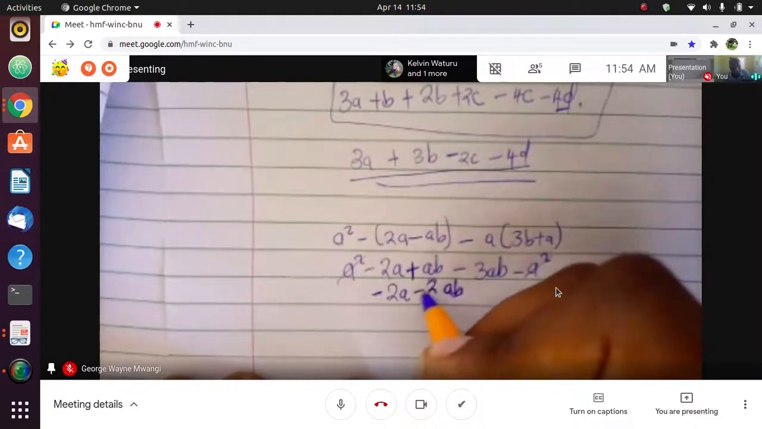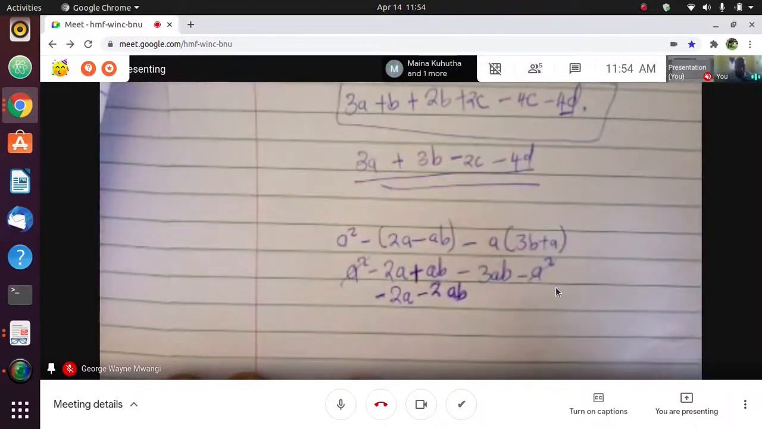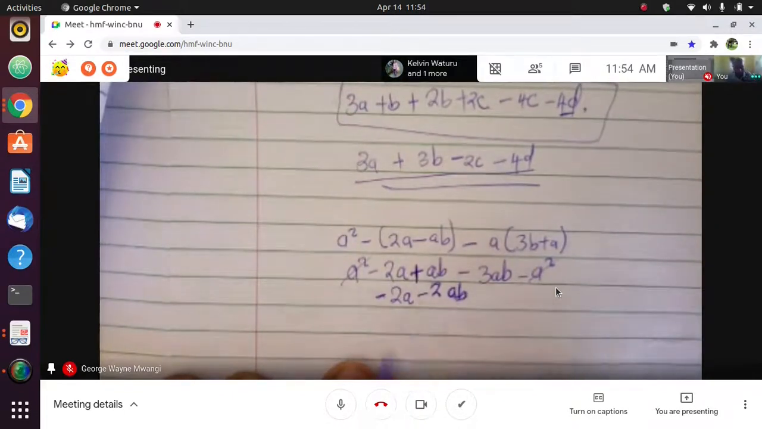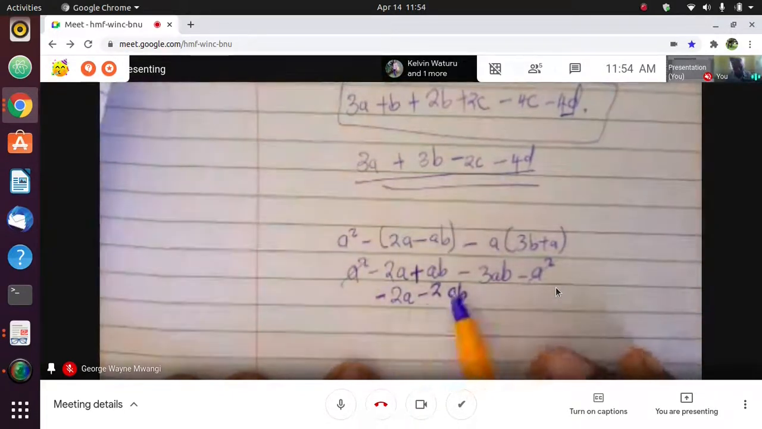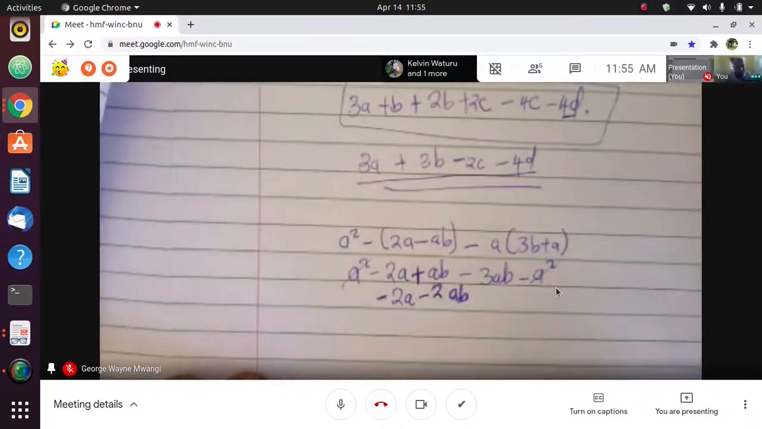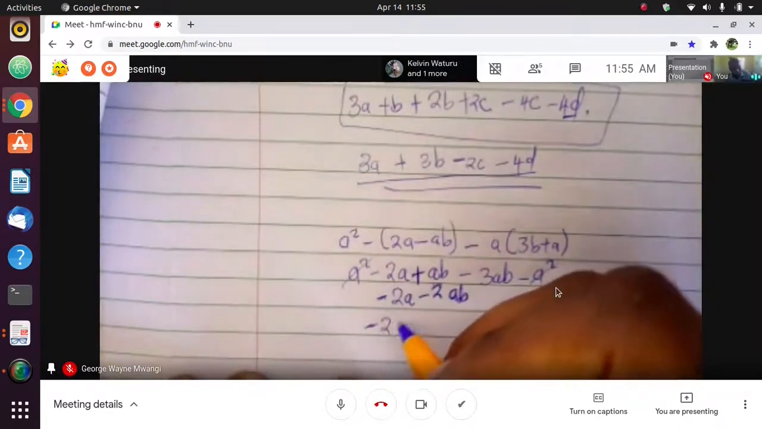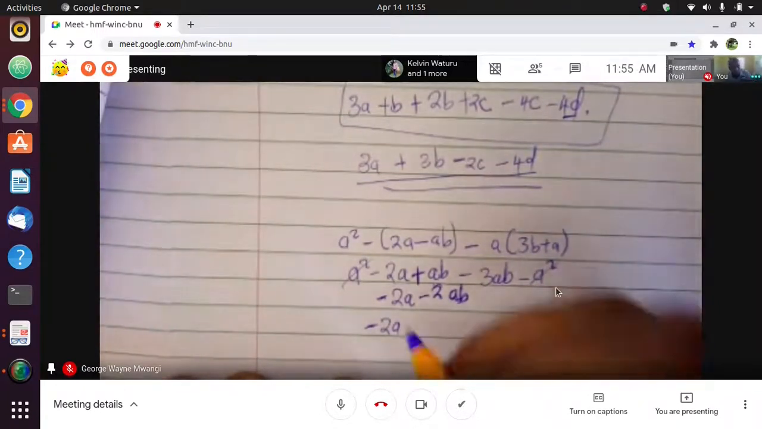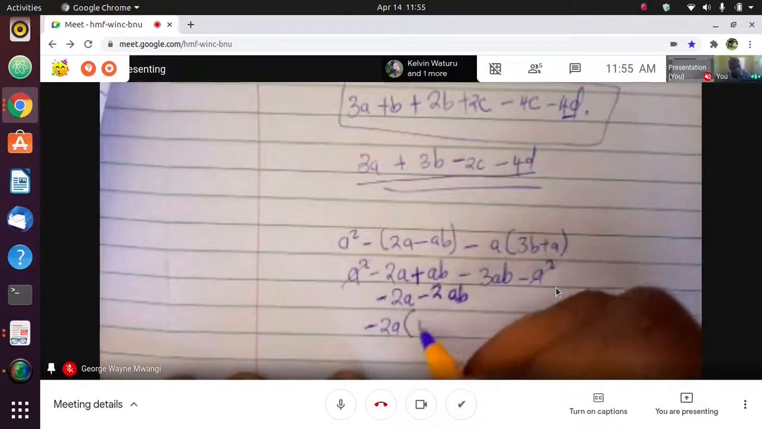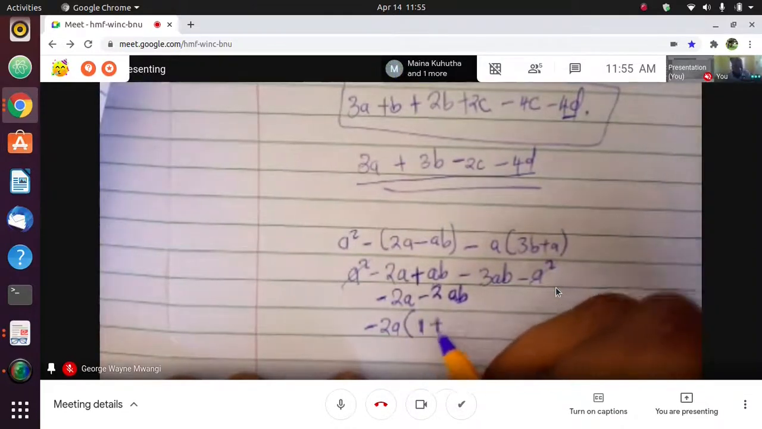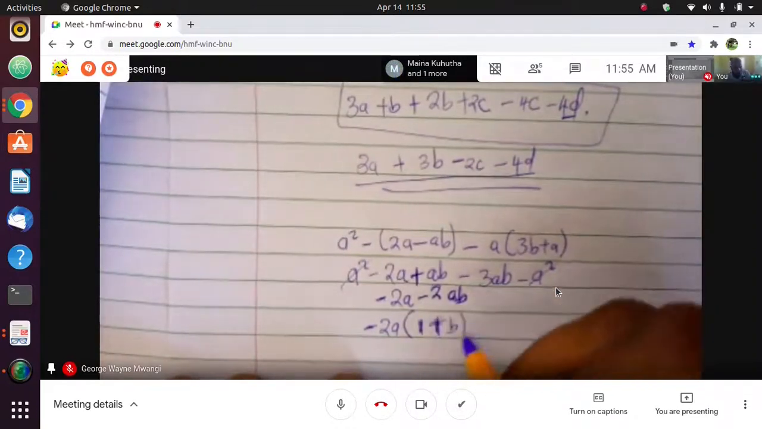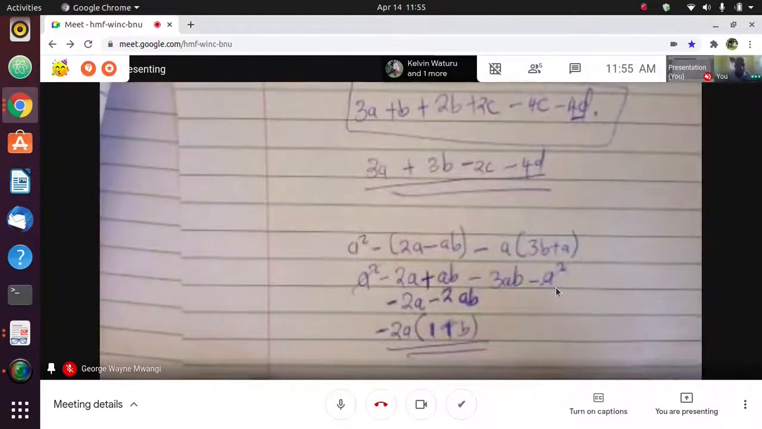We can factorize this. How do we factorize it? We look at this expression and look at which in these two values is a common factor. In this case our common factor is minus 2a. Tunaitoa nje and we introduce brackets. So when we introduce brackets we will be left with 1 plus b. Sawa sawa. And that is a simplified version of that expression hapo juu.